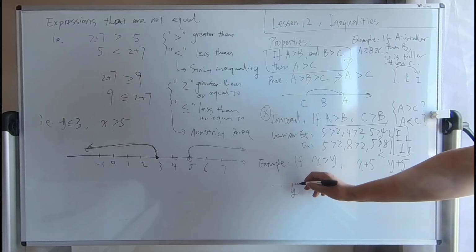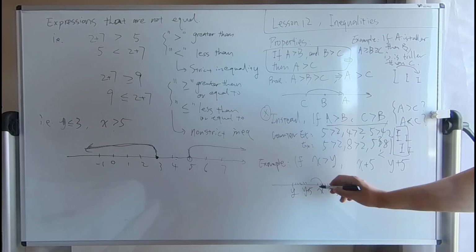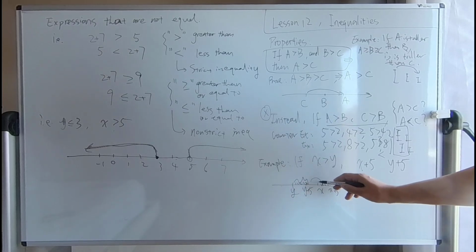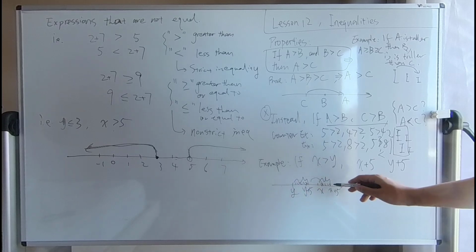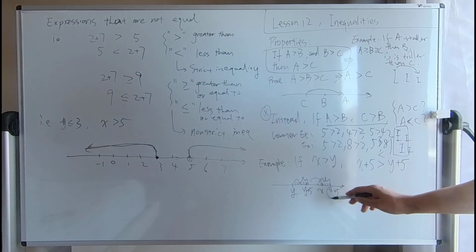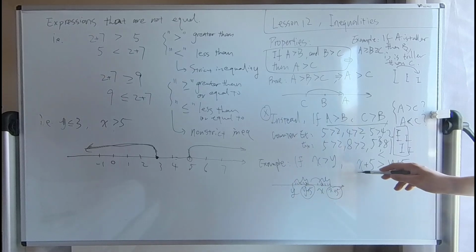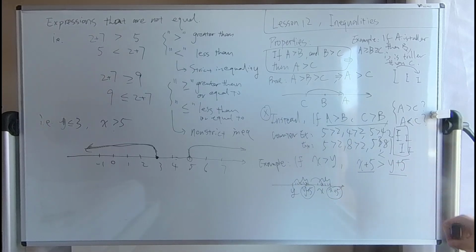Y is also moving 5 steps, so it's somewhere over here. It could be beyond x or still behind x, doesn't matter. As long as you are both moving the same steps or the same distance, your relationship doesn't change. x is still on the right-hand side of y on the number line, which means x plus 5 is still greater than y plus 5. So basically, we are adding the same quantity.